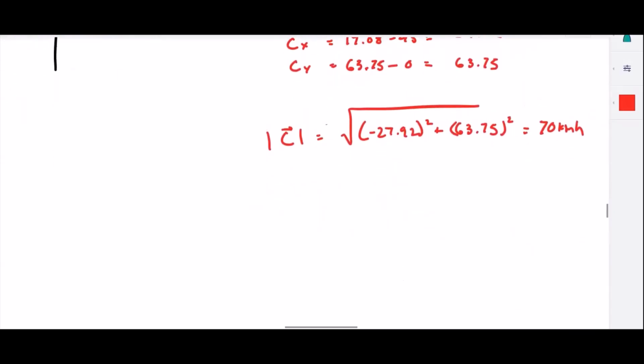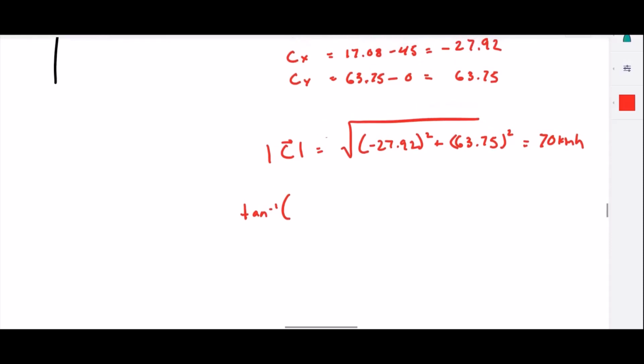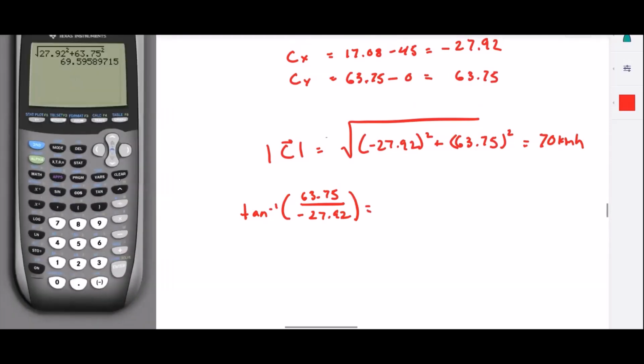But let's go ahead and find the angle measure. So we're going to do the inverse tangent. Let's do our y component over our x component. So 63.75 over negative 27.92. Let's see what we get. Now, we said earlier it should be between 90 and 180 because of the quadrant it's in, and it should be closer to 90. Let's use that when we get our answer to see if it makes sense or if we have to do tweaking.